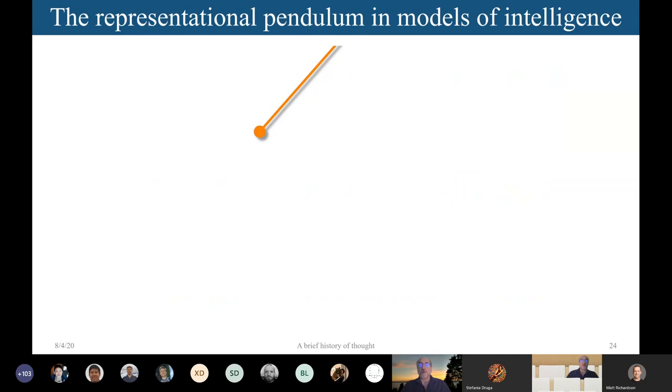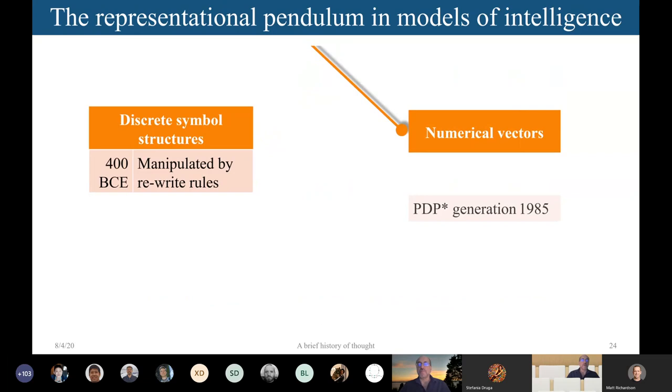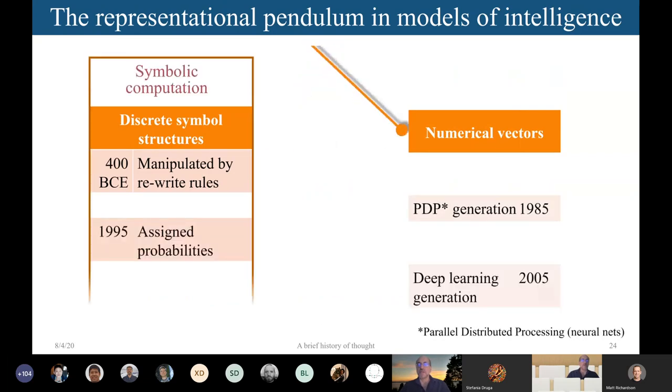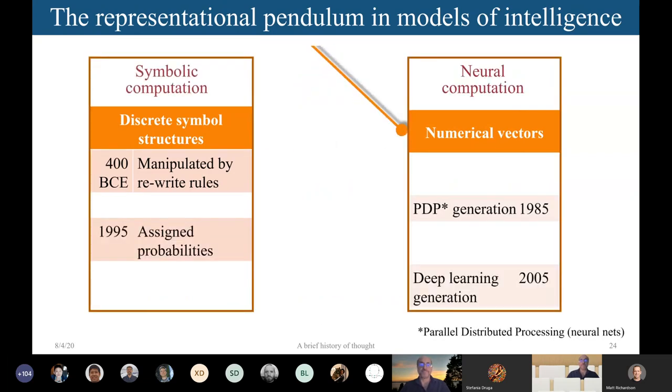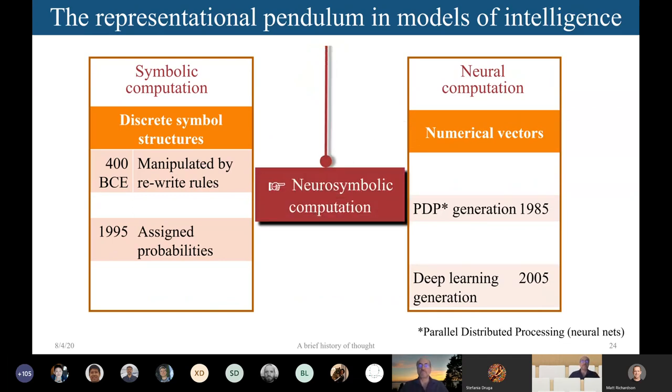You'll recall that we started the lectures by noting the historical swinging between building models of intelligence on symbolic versus neural computation, and claiming that this instability will only be resolved by adopting neurosymbolic computation. Today's episode will in fact lead up to an argument for neurosymbolic computation of a particular type.